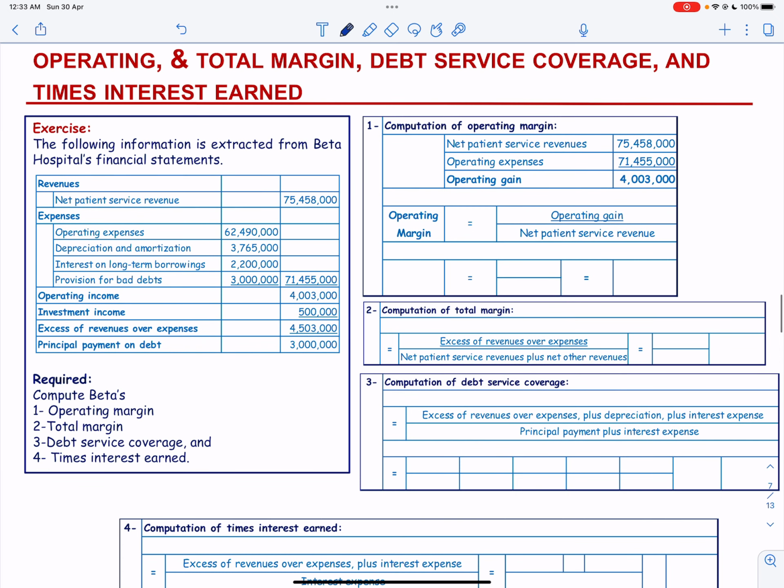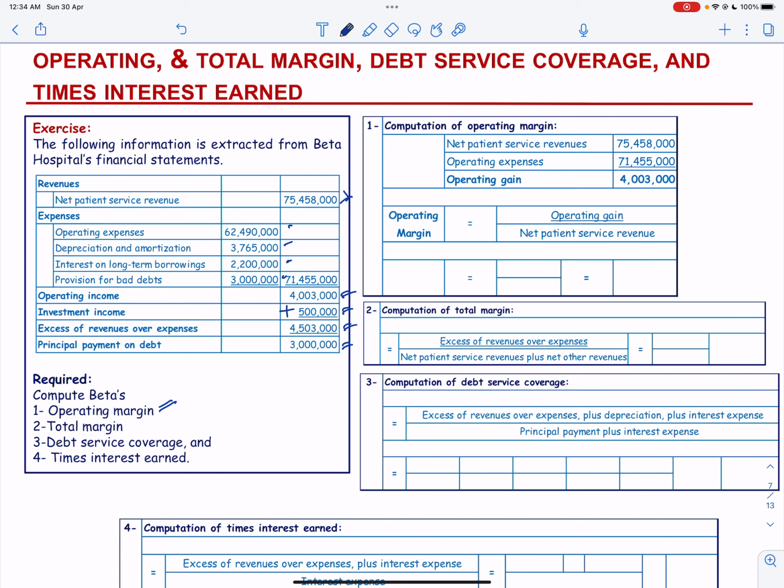Next, let us solve an exercise on operating and total margin, debt service coverage, and times interest earned. Now, the following information is extracted from Beta Hospital's financial statements. We have the revenue of 75,458,000. We have the expenses, and then obviously revenue minus expense will give us the operating income. To this we add the investment income. This gives us the total excess of revenue over expenses, and then they have also given the principal payment on debt of 3 million.